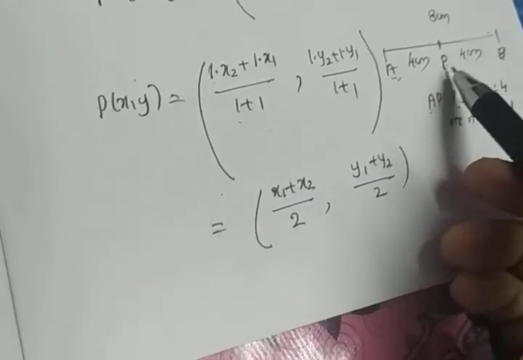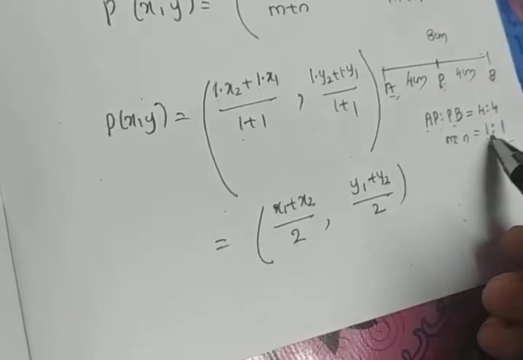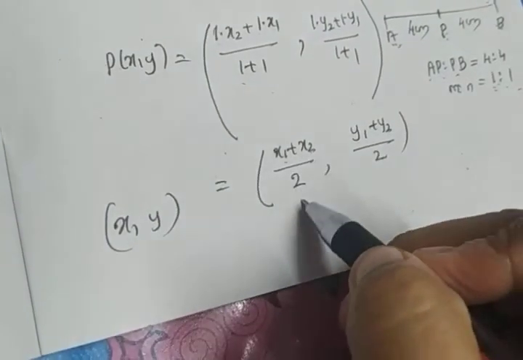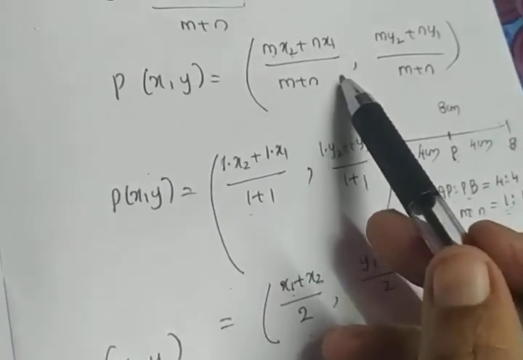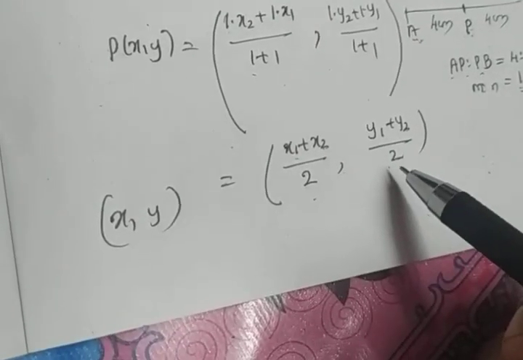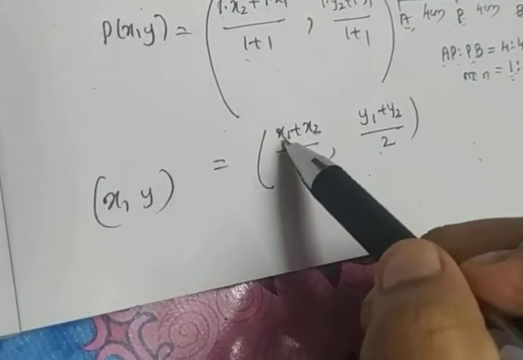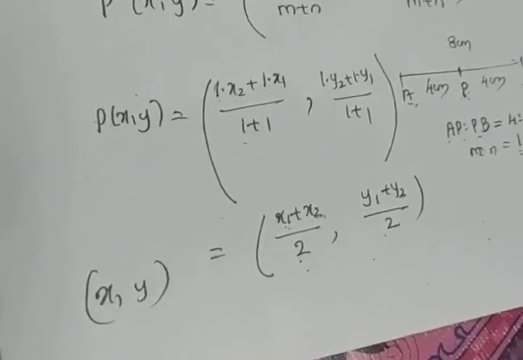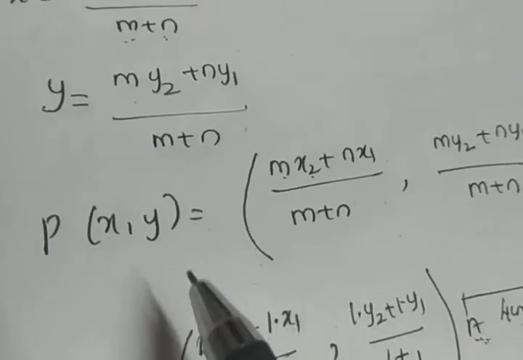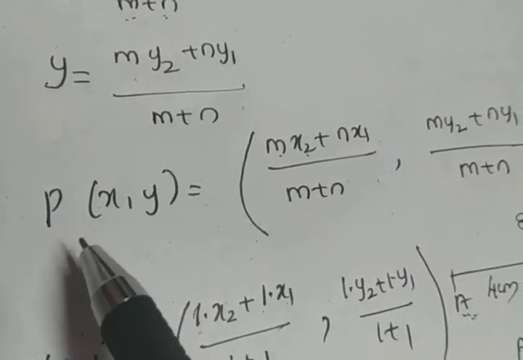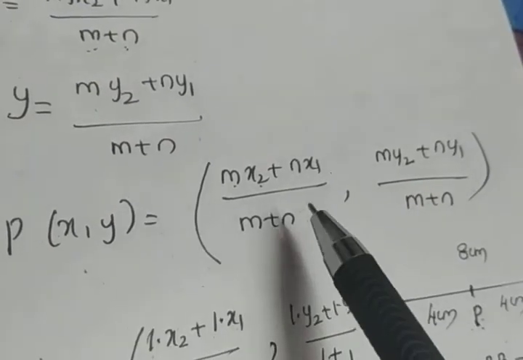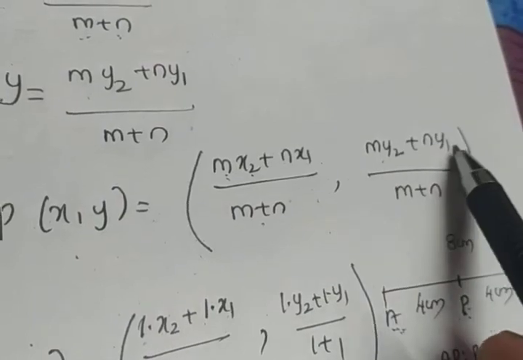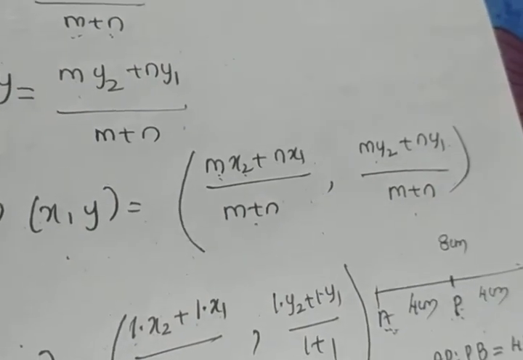So if P is the midpoint of the line segment, the ratio will be 1 is to 1, and the coordinates x and y are given by x1 plus x2 by 2, y1 plus y2 by 2. No need to go with the formula if we are very sure that P is the midpoint; apply this formula. X coordinate is x1 plus x2 by 2 and y coordinate is y1 plus y2 by 2. In all other cases, when the ratio m is to n is given, the point P which divides AB in the ratio m is to n is given by mx2 plus nx1 by m plus n, which is the x coordinate, and my2 plus ny1 by m plus n, which is the y coordinate.